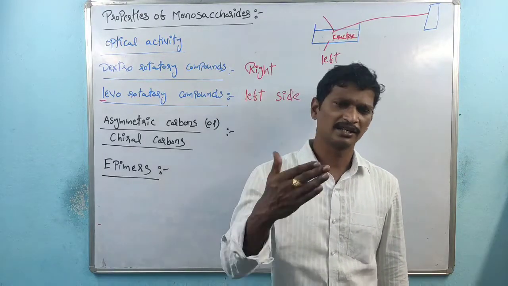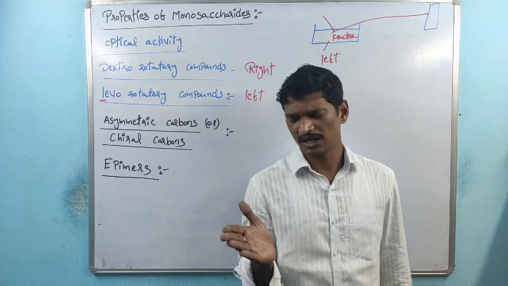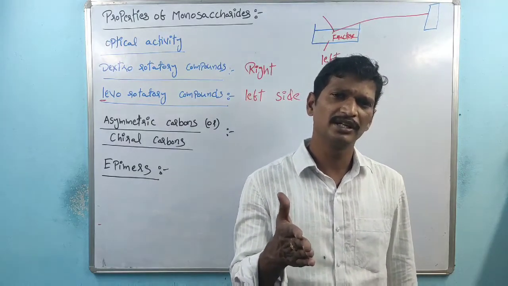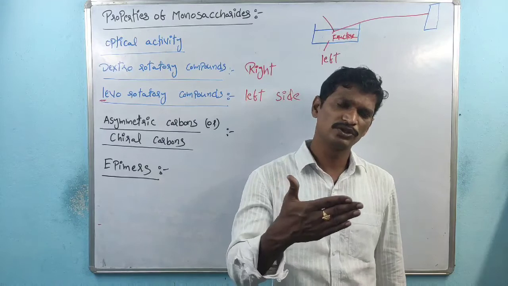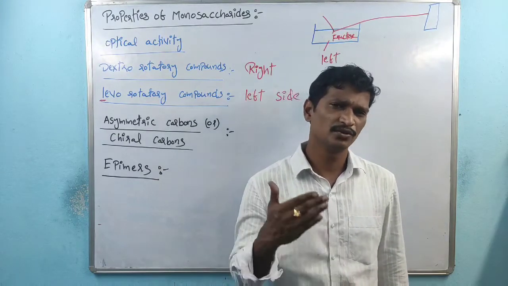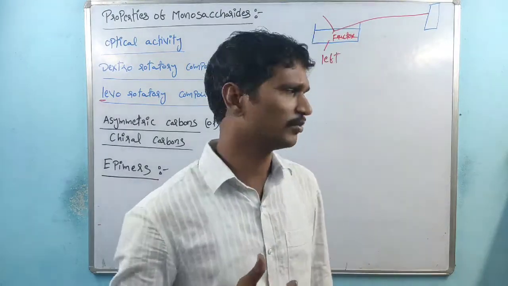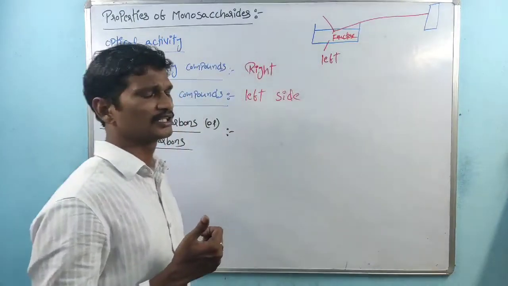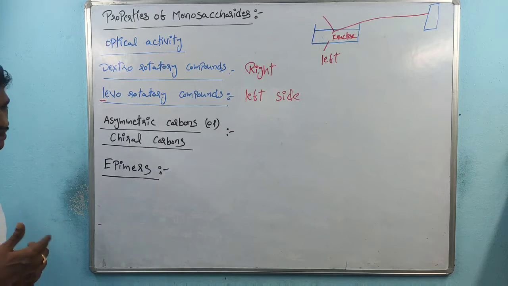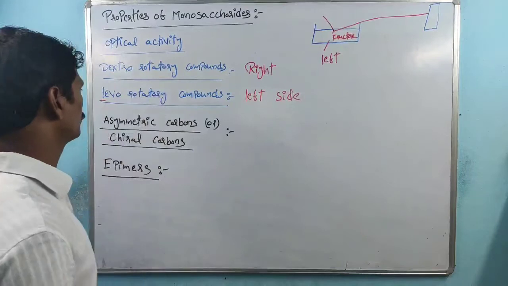Within the carbohydrates, by passing plane polarized light, the compounds have the capability to send the light either in the right-hand direction or the left-hand direction. The light is bending towards the right side in one case, towards the left side in another case. Towards the right side, those compounds are called dextrorotatory compounds. Towards the left side, those compounds are called levorotatory compounds. So that is about the optical activity of monosaccharides or the carbohydrates.